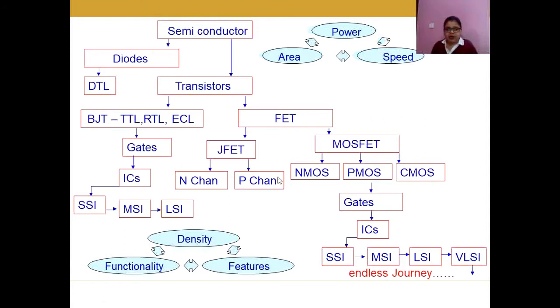Next comes how this evolution takes place. Then there is a new triangle, which has density, features and functionality. Basically, if we want more features but we don't want to increase the size, then obviously if the number of features is increasing in any system and we want a reduced size of the system, then the density needs to be increased. If the features are increasing, it means it will have more transistors, but again we want that those transistors should not occupy a large area, it should be reduced.